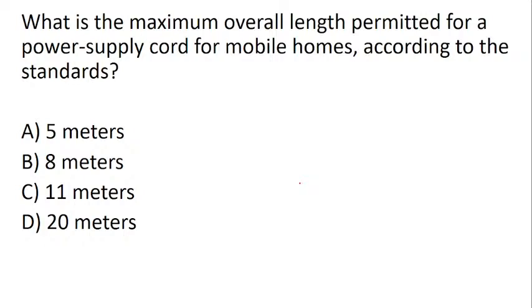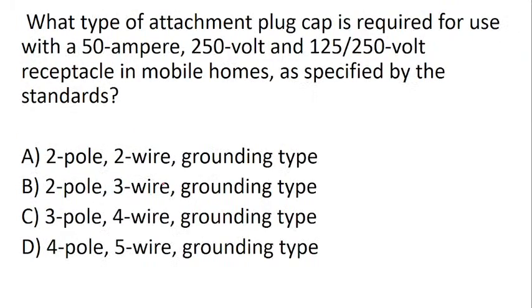So the minimum of that one is 760 mm. What is the maximum? Okay. So the correct answer is letter C, 11 meters. Okay. Next, what type of attachment plug is required for the use with a 50 ampere 250 volts slash 125 receptacle in mobile homes as specified by the standards.